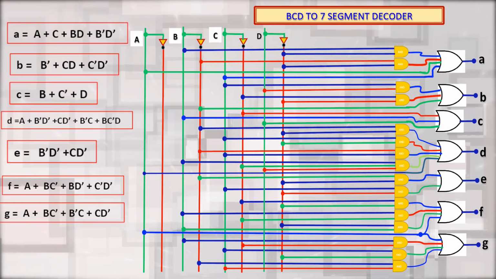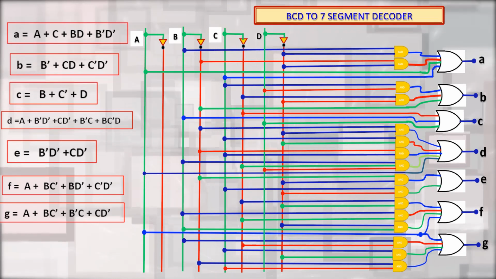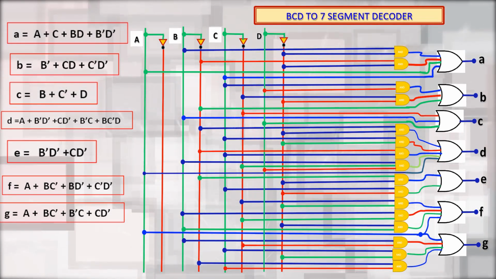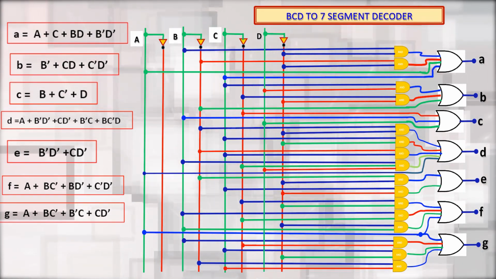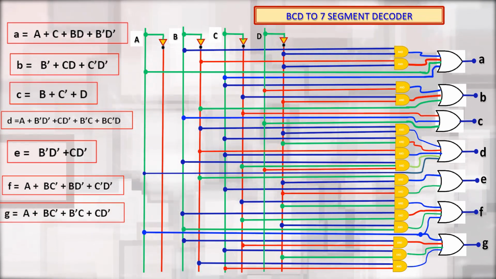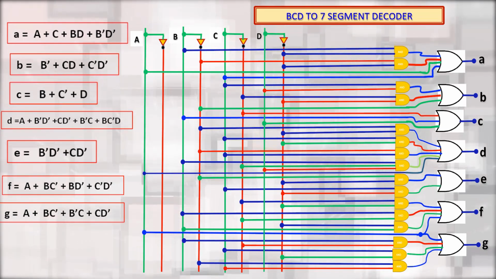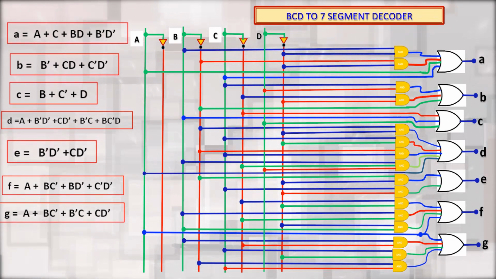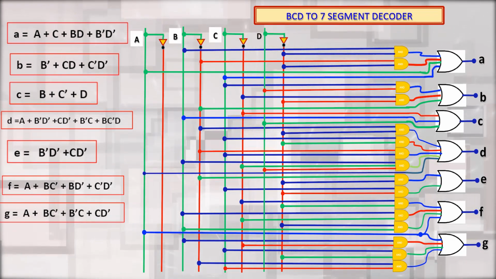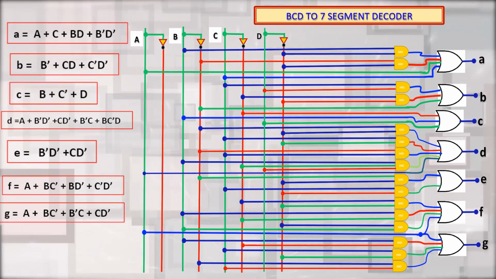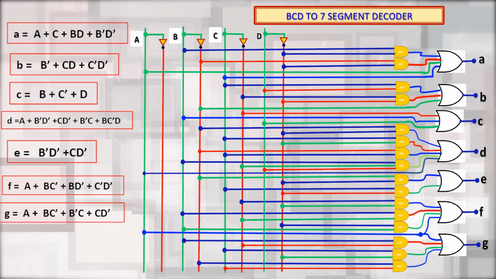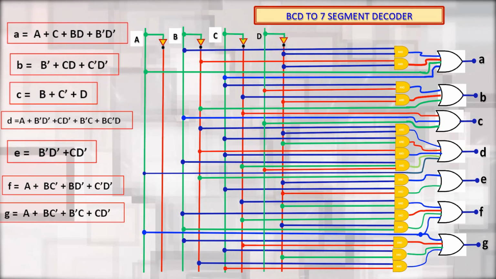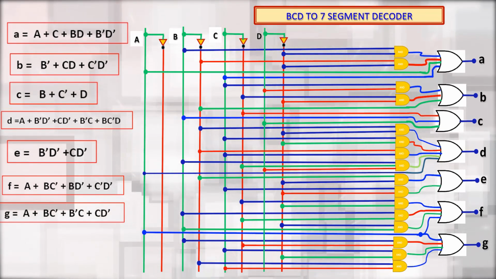BCD to 7 segment decoder is also called the BCD to 7 segment driver, because a 7 segment display cannot be directly connected to the supply, it needs a driver circuit. So, this BCD to 7 segment decoder is basically a driver circuit for the 7 segment display.